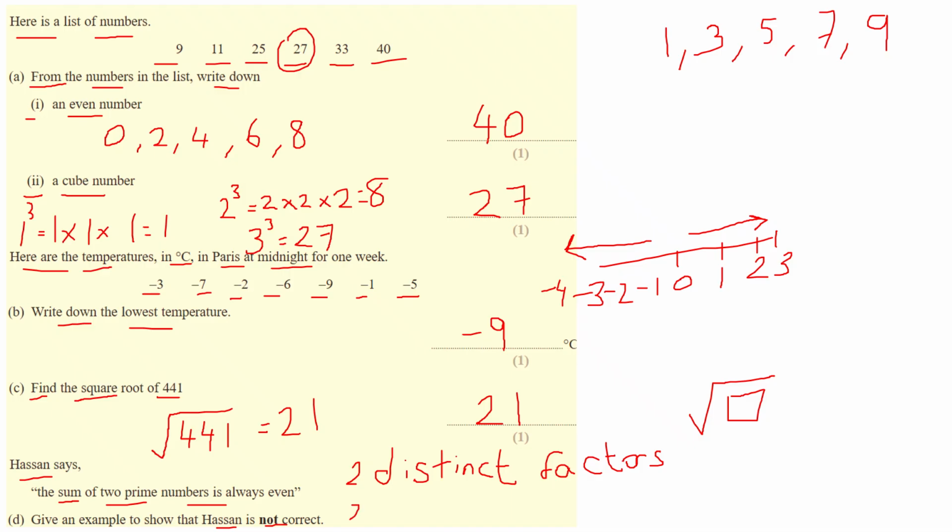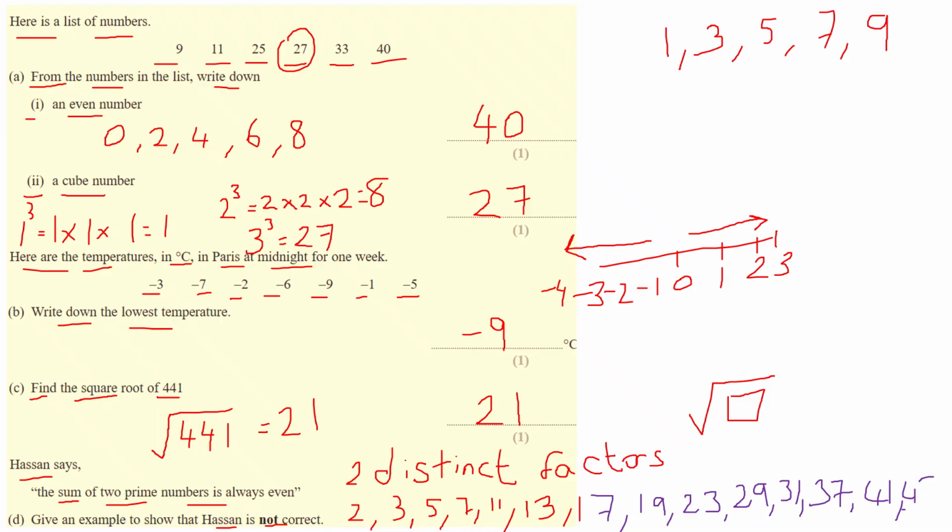So the first prime numbers are going to be 2, 3, 5, 7, 11, 13, sorry, not 15, I apologize, I meant to say 17, 19, 23, and 29. They're the first ones you'd need to know, then it goes 31, 37, 41, 43, then it goes on, guys. So it has 2 distinct factors.